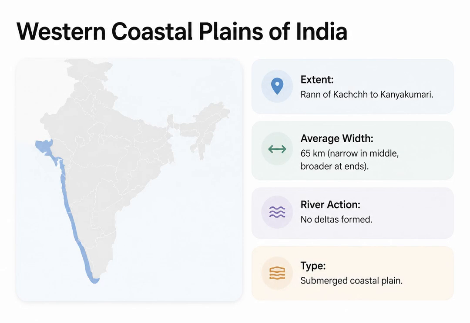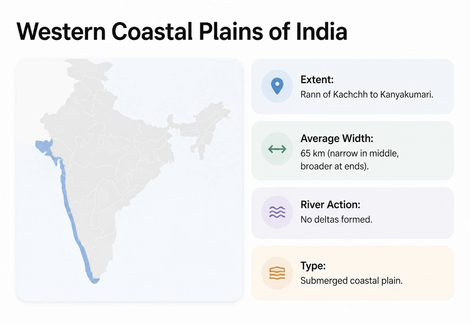Let us examine the western coastal plains first. They stretch all the way from the Rann of Kutch in the north down to Kanyakumari in the south. They are relatively narrow, with an average width of about 65 kilometers, pinching in the middle and widening at the northern and southern ends. Interestingly, the fast-flowing rivers here do not form deltas.